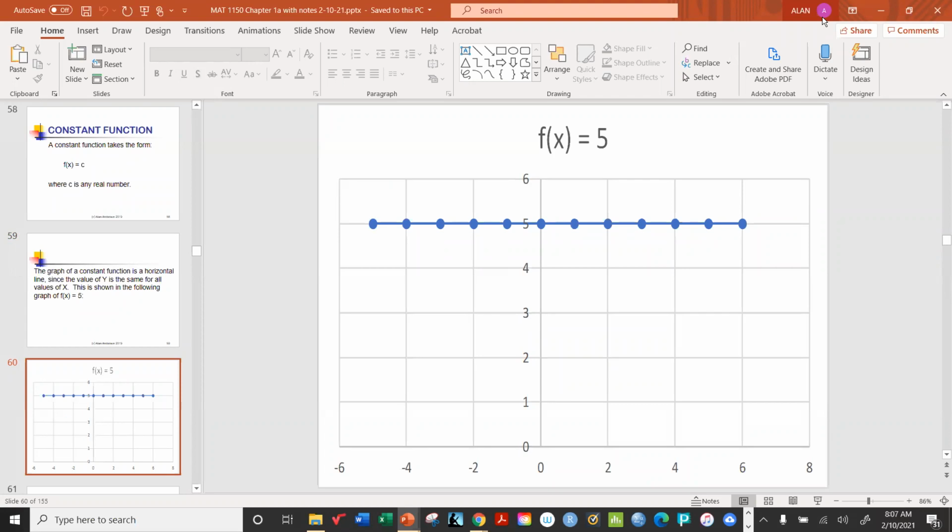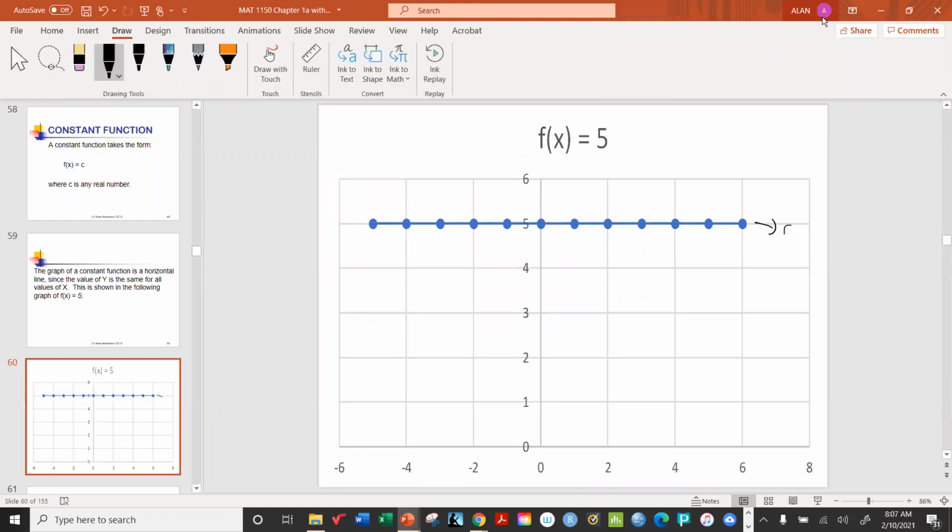And so it's a horizontal line, and it goes on forever in both directions up to positive infinity. On the right-hand side, as you know, the real number line goes up to positive infinity, and down here it goes down to negative infinity. Okay, and then we're done with it.